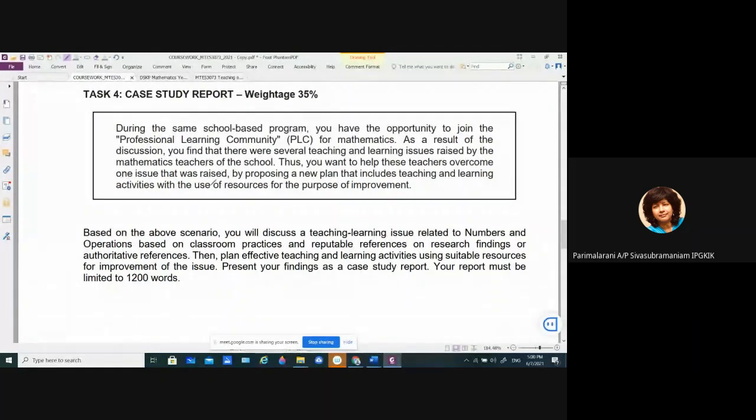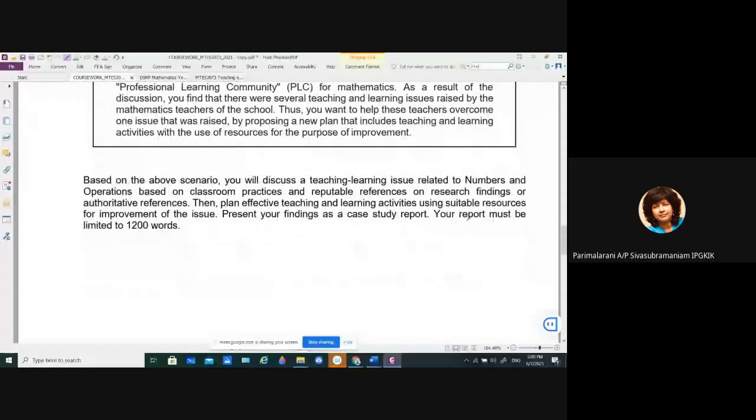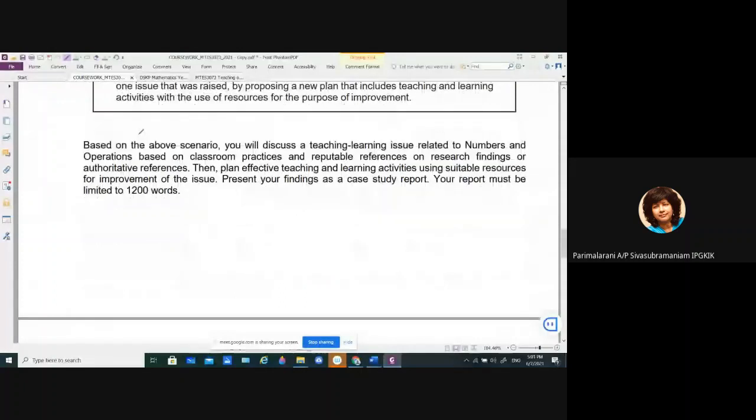Thus, you want to help these teachers overcome one issue that was raised, only one issue, by proposing a new plan that includes teaching and learning activities with the use of resources for the purpose of improvement. Okay, so here also you have some resources. Okay, based on the above scenario, you will discuss one teaching issue related to numbers and operations. You can do the same topic or you can do a different topic. That's up to you. Okay, this issue you need to discuss based on classroom practices and reputable references on research findings or authoritative references. I know you have seen all these words before.